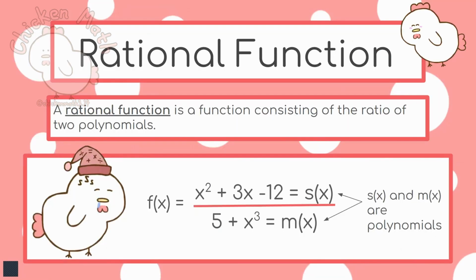So just a refresher on what a rational function is: a function consisting of the ratio of two polynomials. So it's essentially one polynomial divided by another polynomial. So you can see that x squared plus 3x minus 12 is a polynomial, and it's over 5 plus x to the third, which is another polynomial. So s of x and m of x are polynomials.